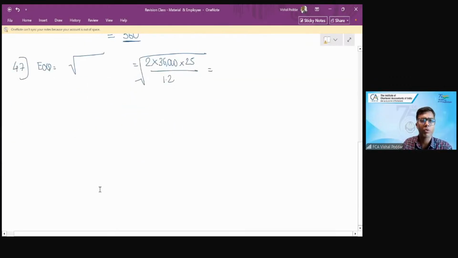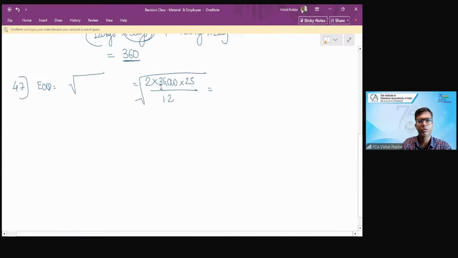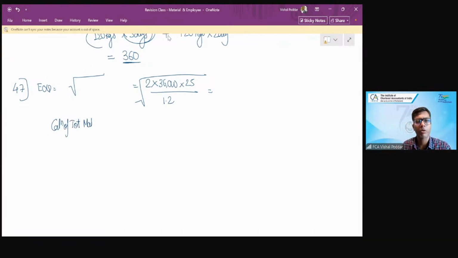Now, how do you find out total inventory cost? For this, the calculation of total material cost, or you can say inventory cost, whatever you find suitable or whatever is given in the question. First column is your order size. Second is your annual purchase cost. Third is your annual ordering cost.